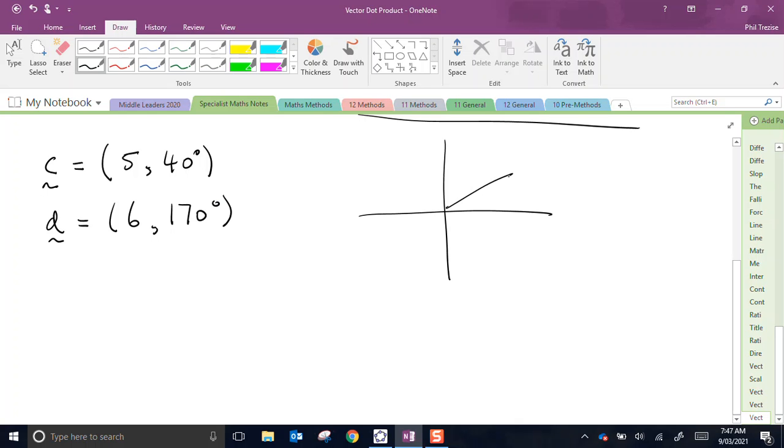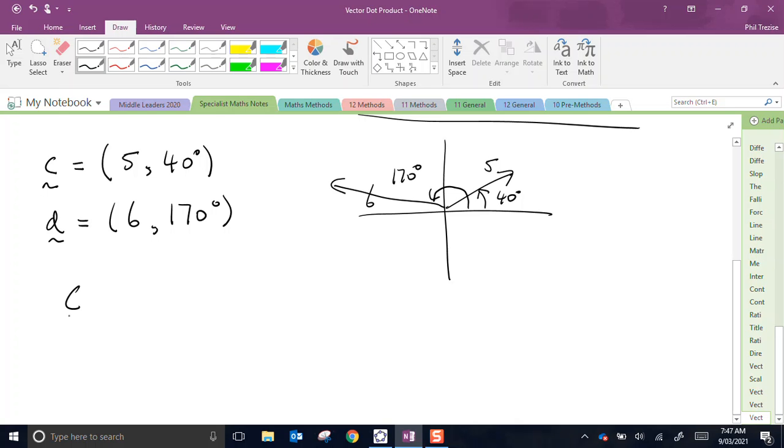For this one, I'll do a small sketch. So 40 degrees is roughly off there somewhere. That angle there is 40 degrees, and that's a length of 5 for the vector. Then 170 degrees is way out there, and 170 measures all the way around like that, and that's a length of 6 for the vector.